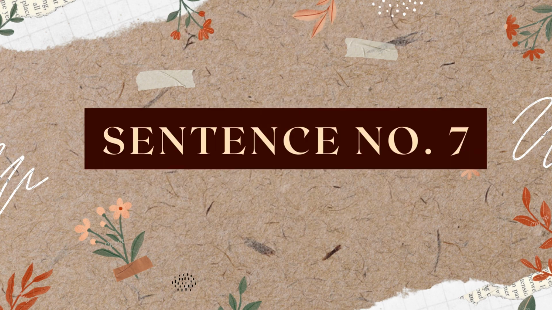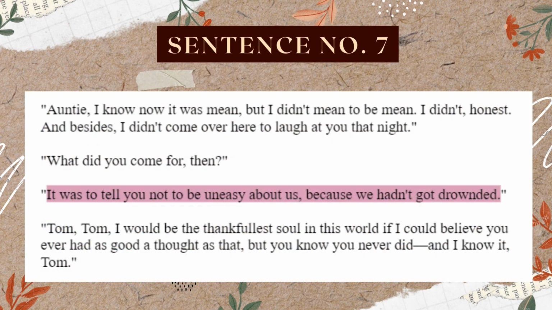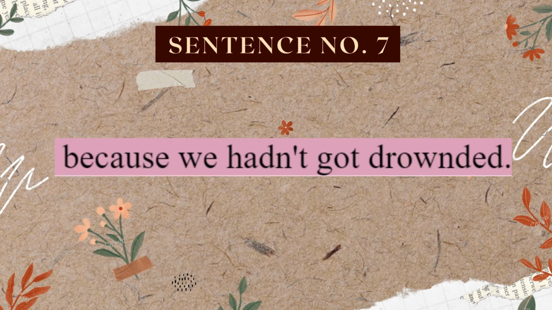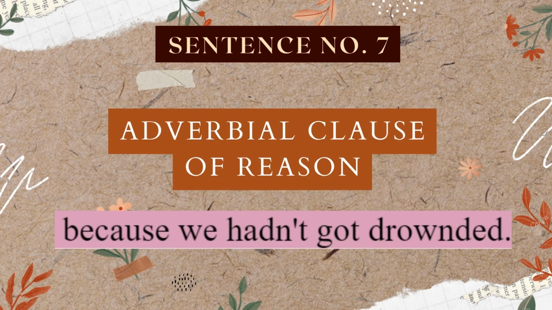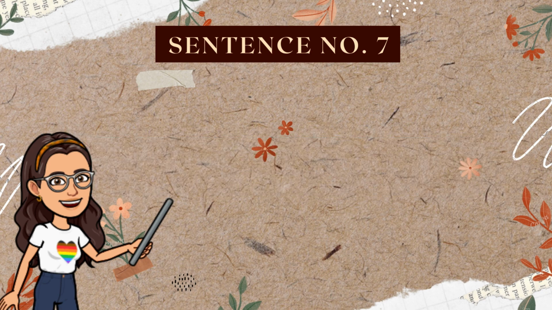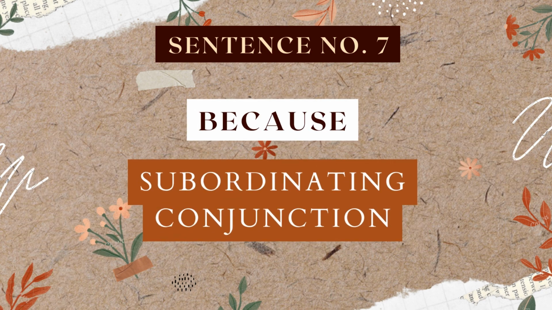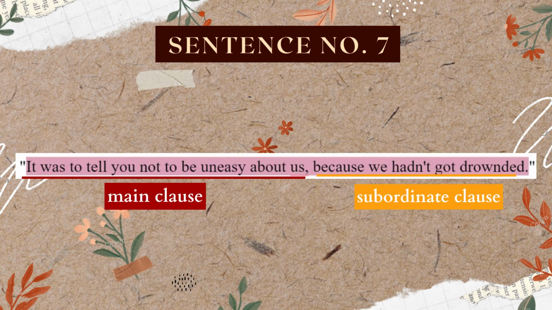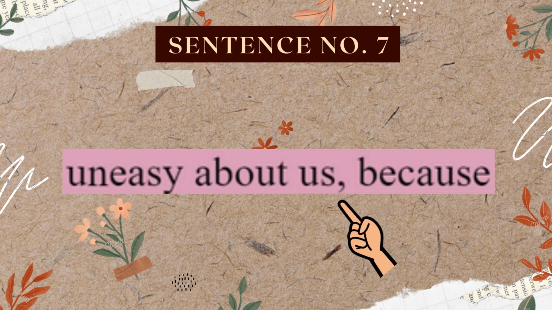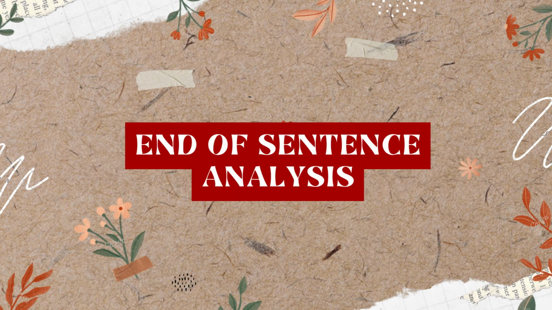This sentence was taken from page 139. It was to tell you not to be uneasy about us, because we hadn't got drowned. The subordinate clause in this sentence is an adverbial clause of reason, because it expresses the reason for the action being taken in the main clause. And the subordinator is because, which is a subordinating conjunction. In terms of punctuation, even though the comma is not needed when the subordinate clause is not introduced in the sentence, a comma was added after the main clause to add extra and non-essential information. This is the end of the sentence analysis.